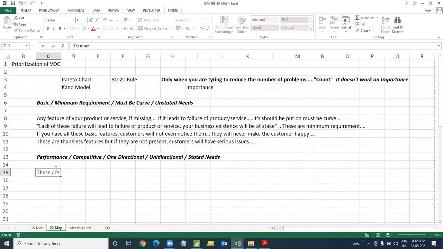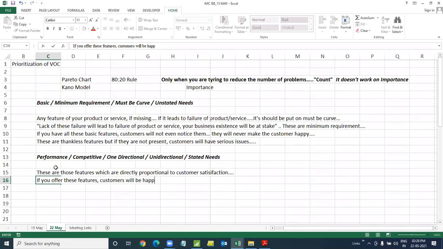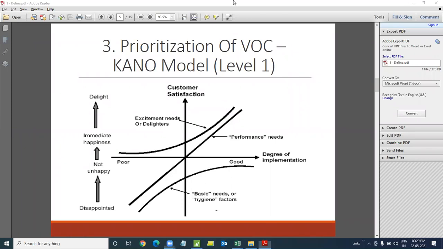These are those features which are directly proportional to customer satisfaction. If you offer these features, customers will be happy, else not. Bottom line, these are directly proportional. Have a look at this image, and let's look at the first case also so that we understand. Basic features, remember, if you don't have the basic features which should be there, that means you have less of the basic features. This will fall on this curve and satisfaction is low.